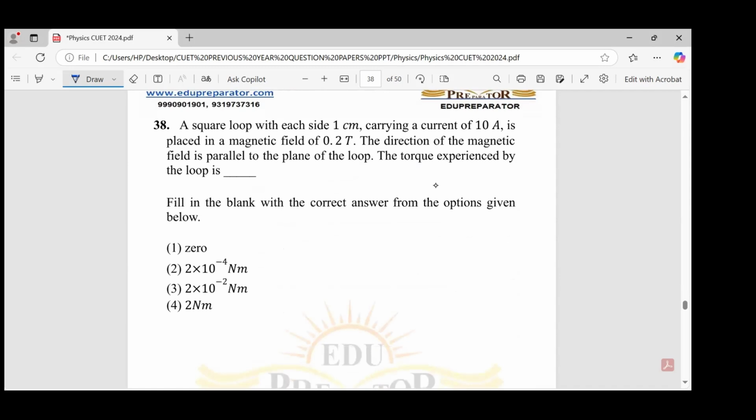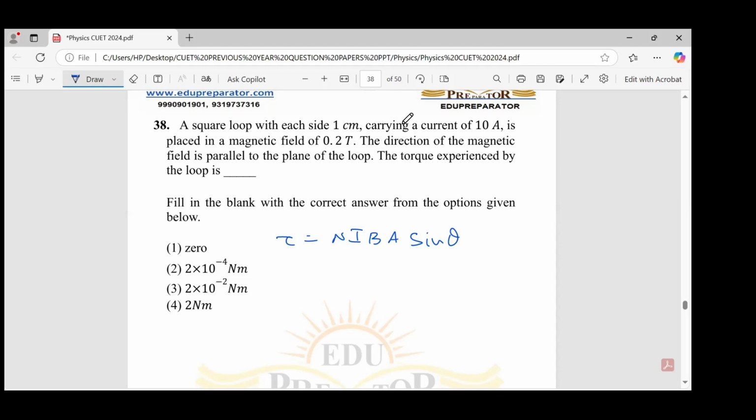Let us move to 38th question. Now this is again based on the remembrance concept. So the torque acting is equal to NIBA sin theta, right? So the square loop which is carrying current is placed in the magnetic field. He says find the torque acting on this. So we know the formula, torque is equal to NIBA sin theta. You can simplify, put the value, and we'll be getting the answer, right?